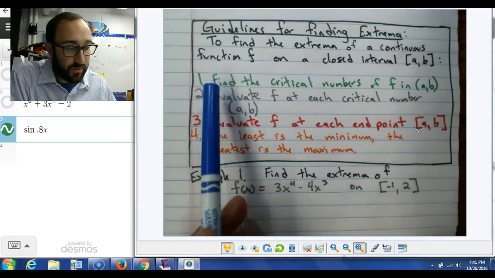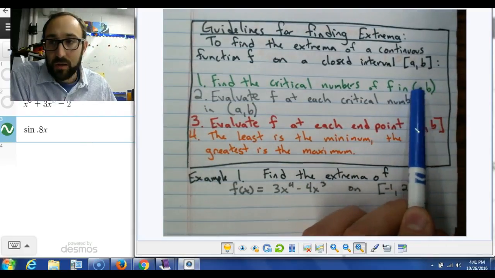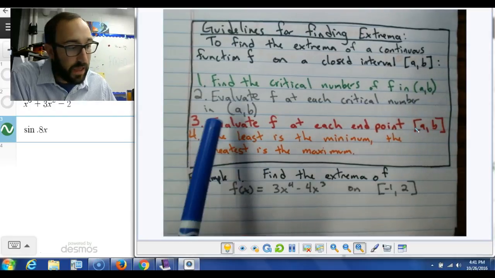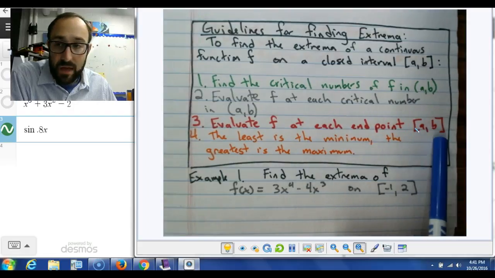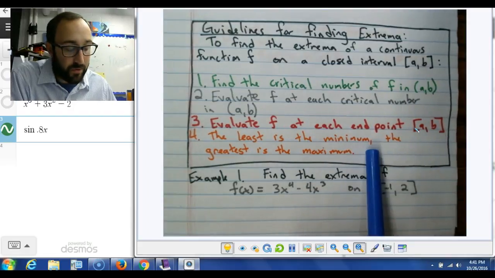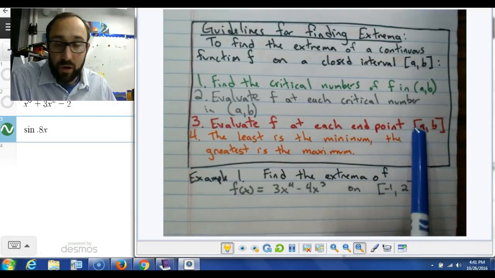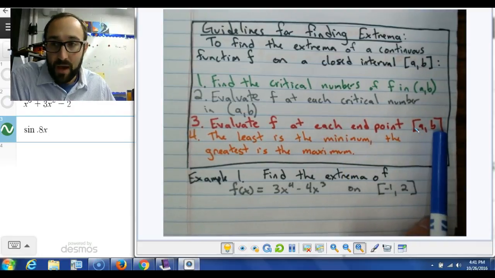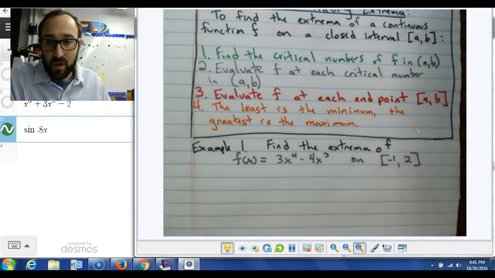Okay, so here's what we have to do. Find the critical numbers of f in here, not including a or b. Evaluate f at those critical numbers that we found, and then evaluate at the endpoints. The least number of all of these is the minimum, the greatest number is the maximum. So the endpoint might be the minimum, the endpoint might be the maximum, some of these numbers might be the minimum or maximum. Okay, so here's our example.